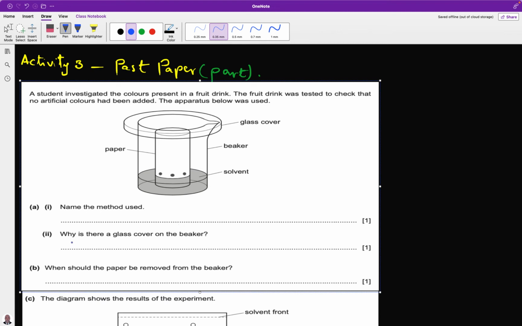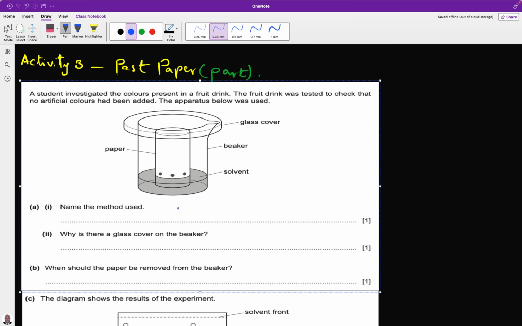Part 2. Why is there a glass cover on the beaker? Either you use a glass cover or any lid. Here it is a glass cover. The glass cover is to prevent the solvent from evaporating. Definitely, the solvent present here is volatile, so it's to prevent the solvent from evaporating.